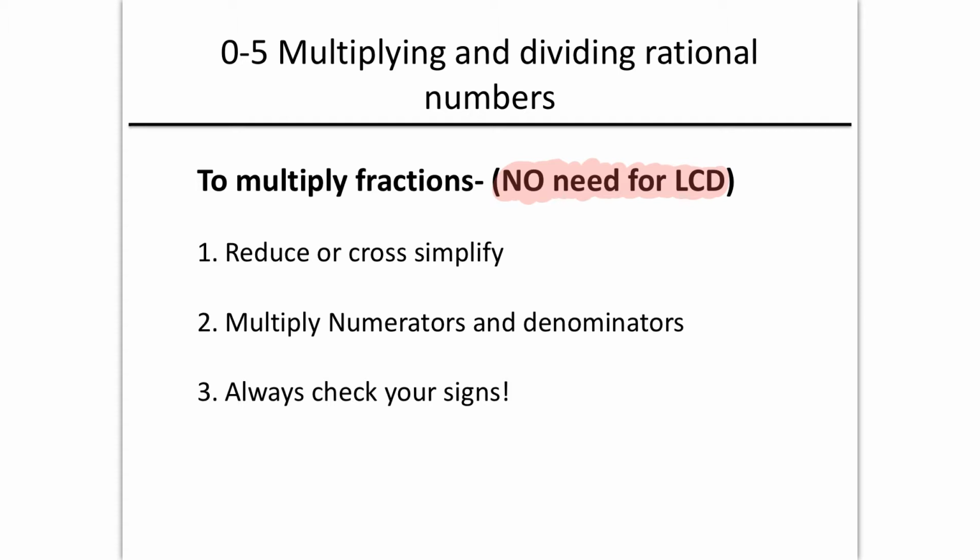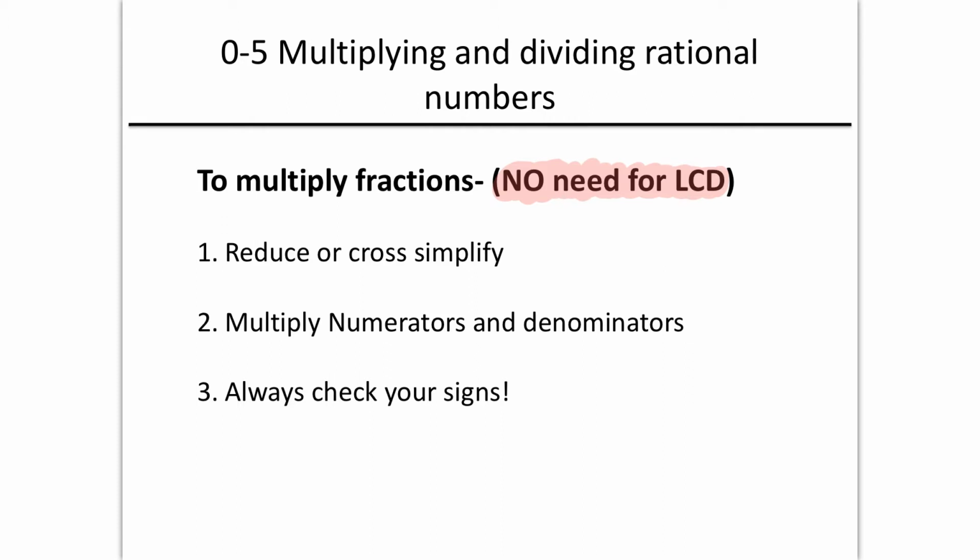So what do you do when you multiply fractions? Well, step number one, if you can reduce or cross simplify the fractions, so the first fraction, the second fraction, or both fractions, make sure you do that. That's going to make your life a lot easier if you have smaller numbers. When you reduce fractions, the numbers will be smaller because you reduce the fraction.